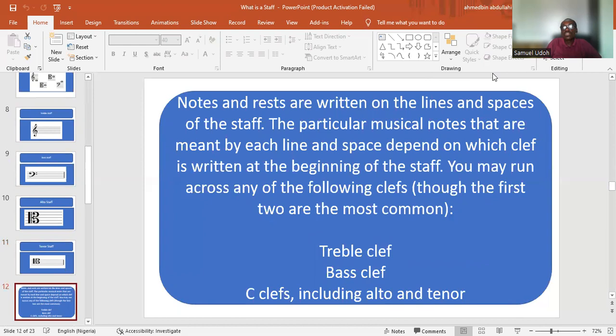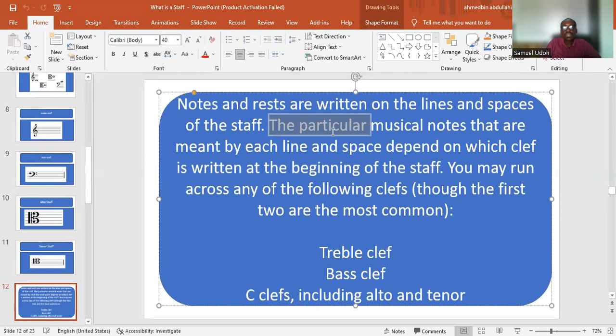So what is the staff used for? Notes and rests, musical notes and musical rests, are written on the lines and spaces of the staff. The particular musical notes meant by each line and space depend on which clef is written at the beginning of the staff.